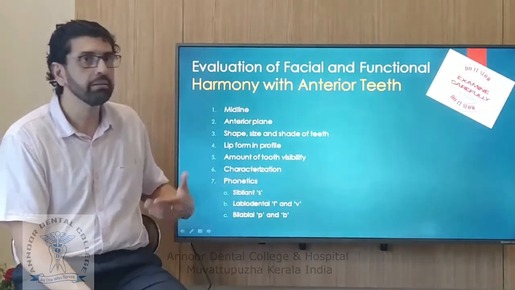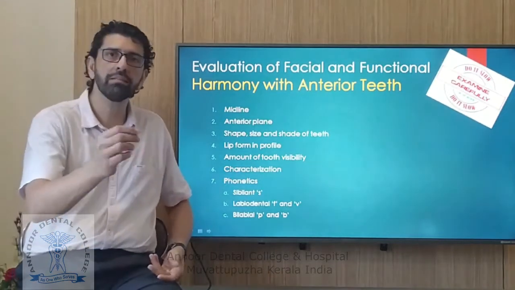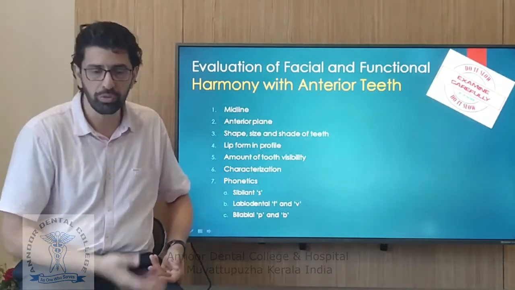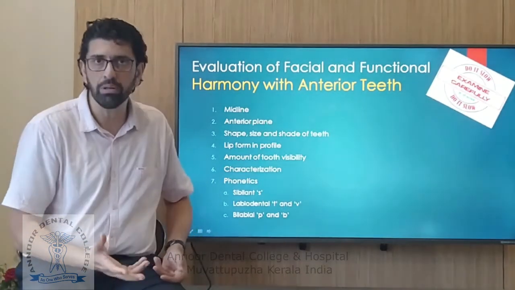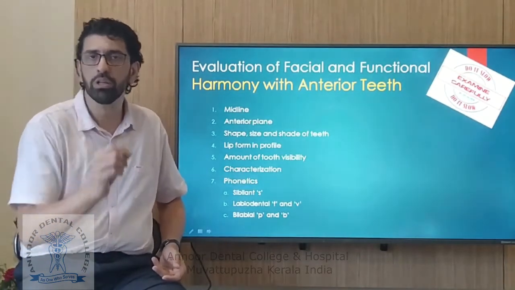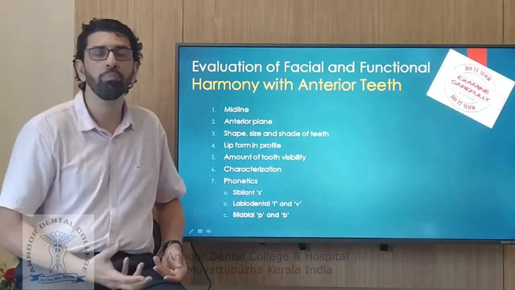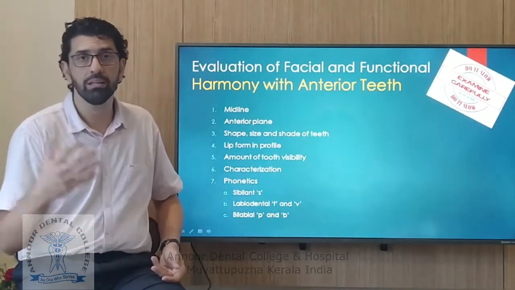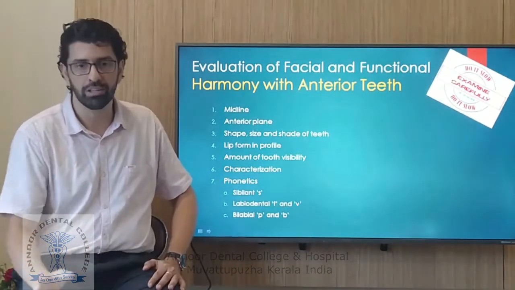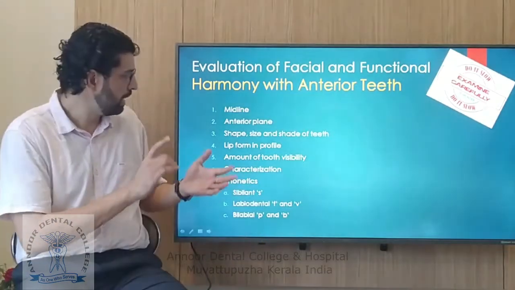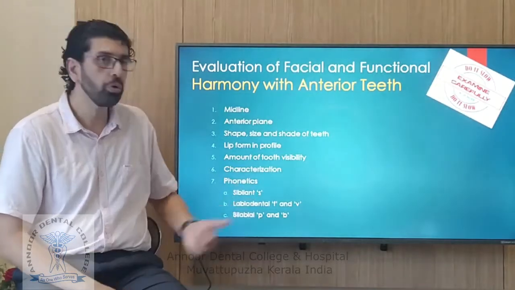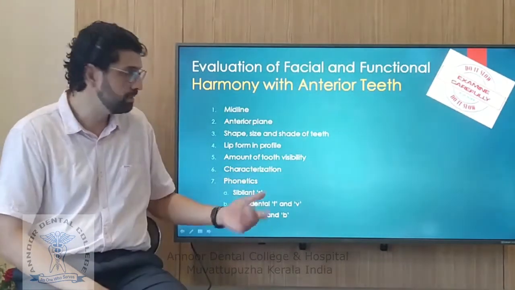Then characterization. Some patients may have trademark characterizations that they would like to retain. So if they are reasonable and practical, you can gladly incorporate those individual characterizations into the denture, so that the patient will come out looking much more natural than with an ideal sort of setup. And finally, we're going to look at the phonetics. In the phonetics, we're going to look at the S sound, which is the sibilant sound, the labiodental sounds, which are the F and the V, and we're also going to look at the bilabial P and B sounds.